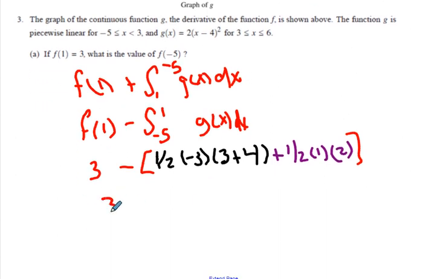Alright, so we've got 3 minus, what's in black is going to be 7. So we've got negative 21 for 2. Plus 2 over 2, right? Because this is equal to 1.